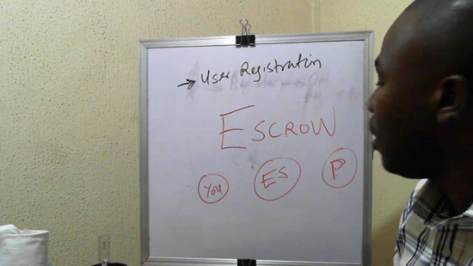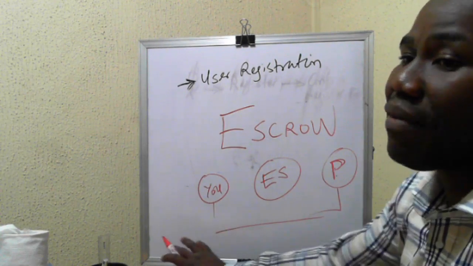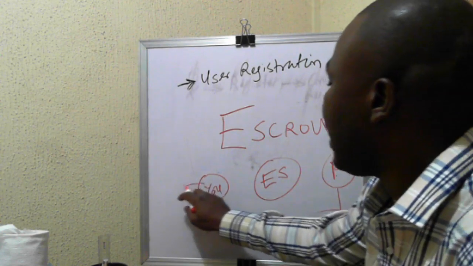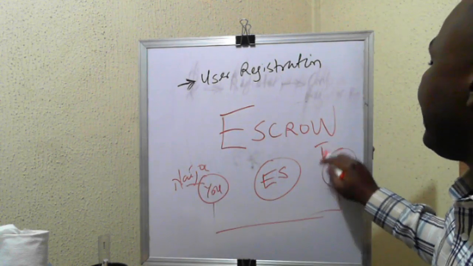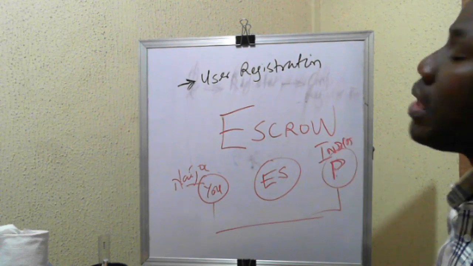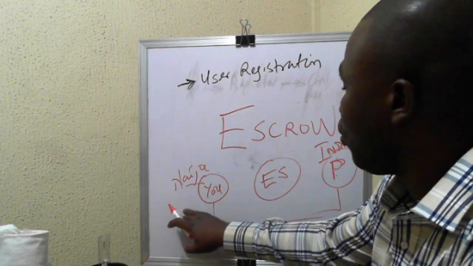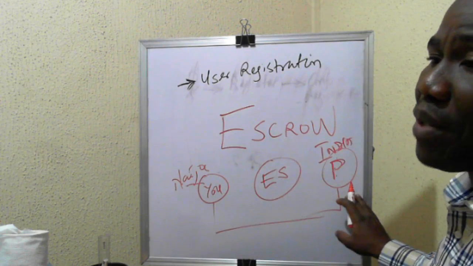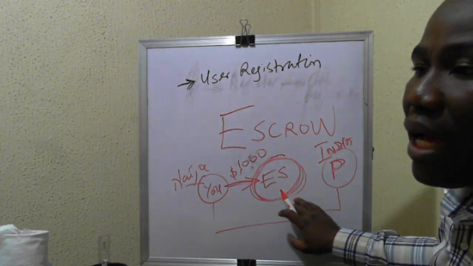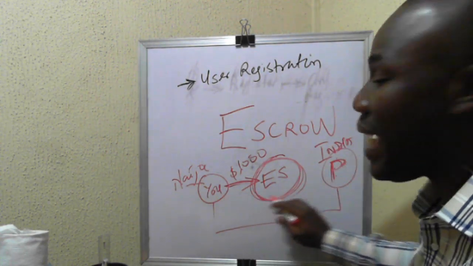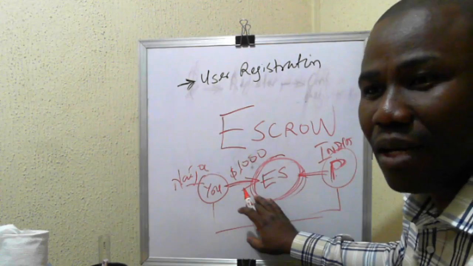Once you and the programmer have agreed on the project, you have met, you have discussed, you have agreed on the project. Now you are in Nigeria. This programmer is probably in India, and you want to work together. Of course, you don't expect yourself to just send money to this programmer because you are not sure. Once the money is in this escrow account, the programmer sees that the money has been paid into the escrow account, but he cannot withdraw the money from the escrow account.